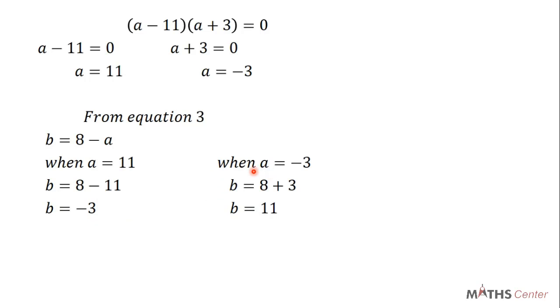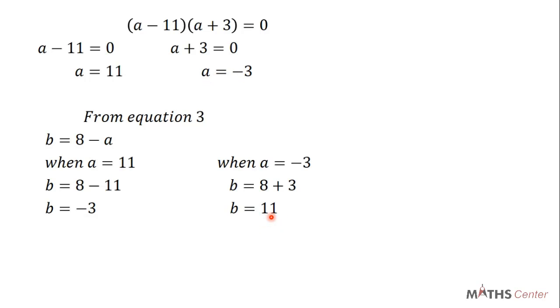In the same way, when a is equal to minus 3, we know that b will be equal to 8 minus minus 3, which will give us plus, so 8 plus 3, and b will give us 11. So you can see that when a is equal to 11, b is equal to minus 3, and when a is equal to minus 3, b is equal to 11.